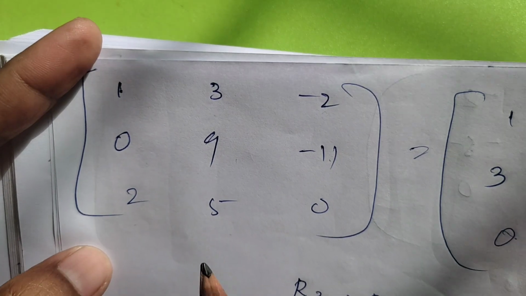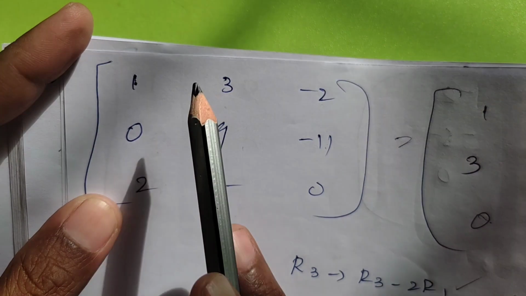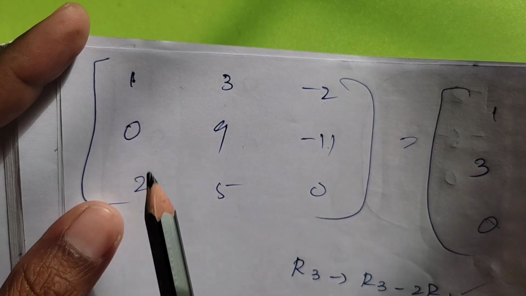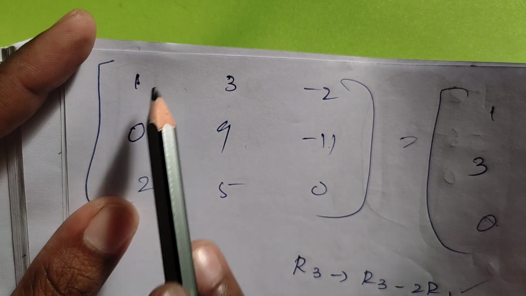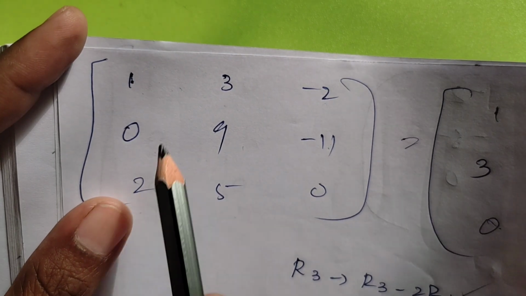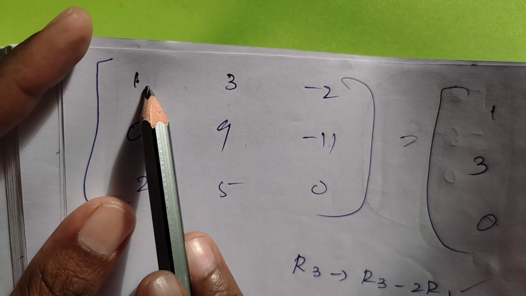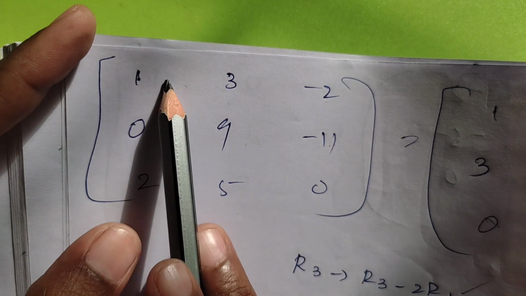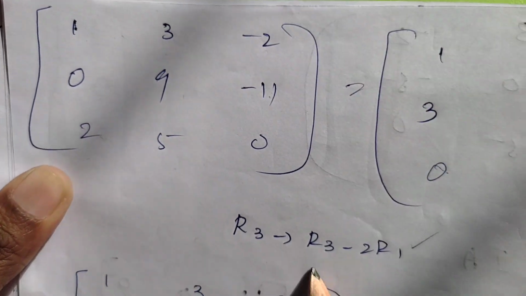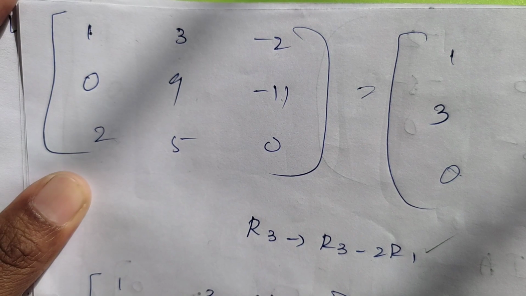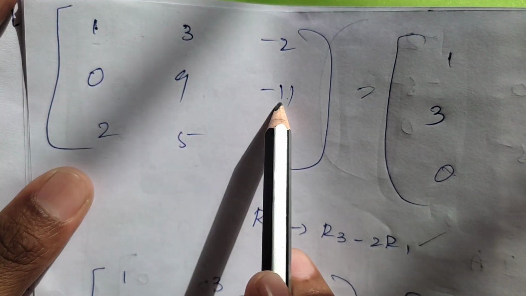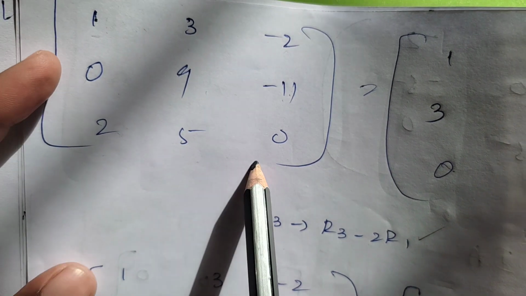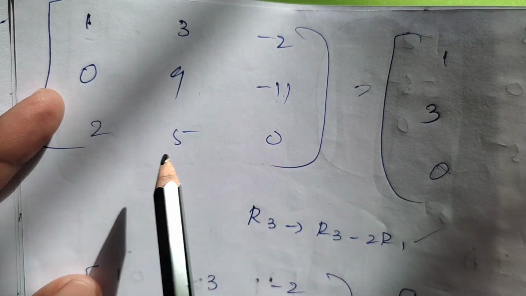The next step, we have to make this element 0 with the help of R1. So R3 minus 2 into R1. 2 minus 2 will give you 0, so I am multiplying my R1 by 2. So R3 tends to R3 minus 2 R1. R1 and R2 are kept as they are, only R3 changes. Let us see the changes alone.